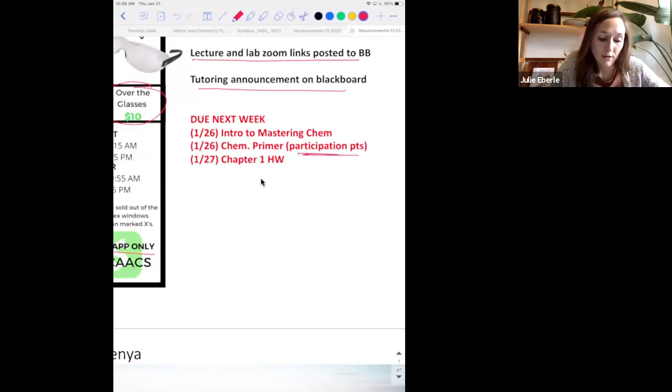Notice I put in parentheses right here for that chemistry primer. Both of these assignments, the intro to Mastering and the chem primer, are 5 points, but the chem primer is just participation points. So if you just get on and do it, you're going to get your participation points. And I will go into Blackboard and manually update those grades by the end of next week, okay? So don't worry necessarily, people freak out because sometimes those questions can be hard because it's just kind of priming you, to remind you of some things you may have seen with chemistry before. But don't freak out about getting all those right and wrong. Just get on and give it your best shot, okay?